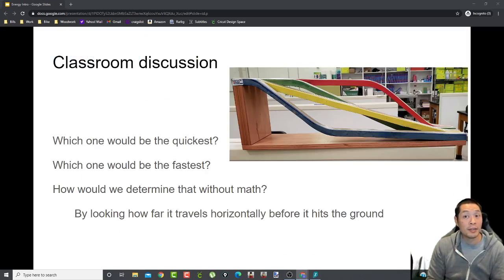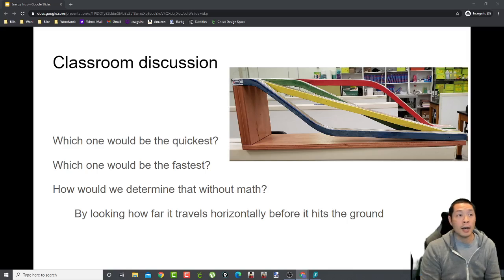Now in 8th grade, you might have seen this contraption before. It is a cool little tool to kind of go over the concepts that we want to go over today. So my question is, which one will be the quickest, which one will be the fastest, and how will we know?